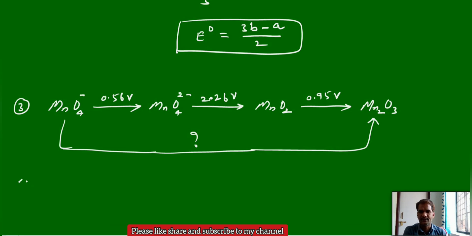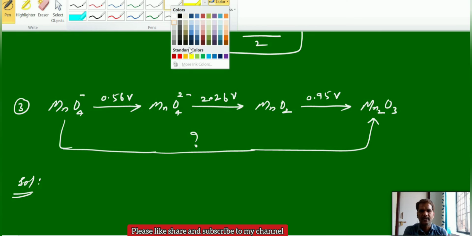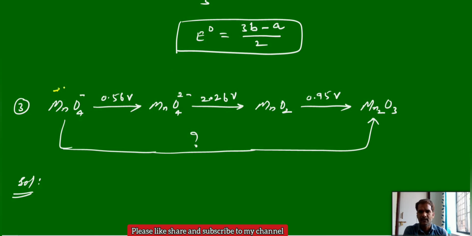This is the calculation for this solution. First, you have to identify the oxidation states involved here: manganese +7, manganese +6, manganese +4, manganese +3. Now tell me, what is the n1 value? n1 equals 1, and here the n2 value is 2, and here the n3 value is 1, and this one we have to calculate. Let us assume this is n4. What is n4? n4 equals 4.